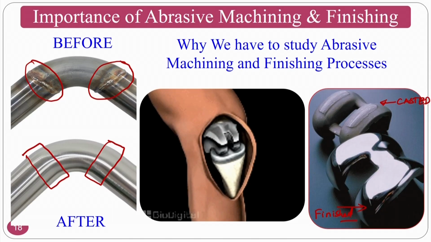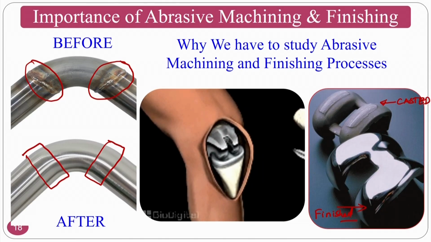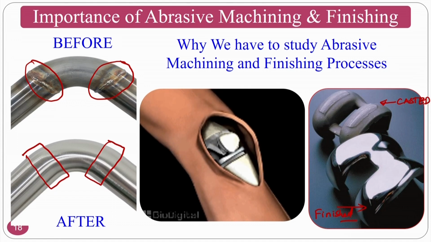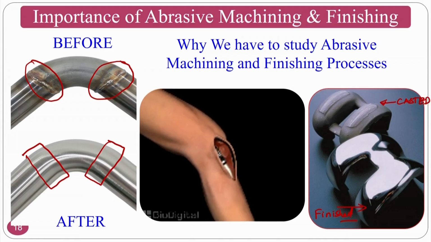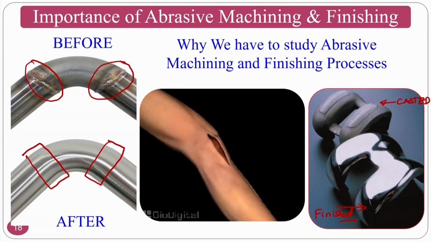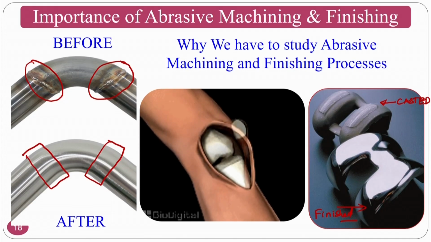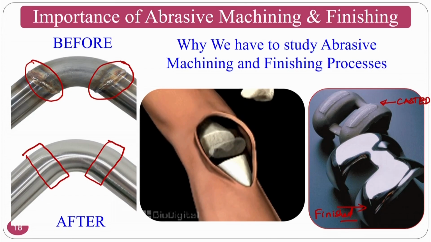To overcome that, you need to go for abrasive based machining and finishing processes. In case 1, the pipe with welding, you can go for abrasive based grinding processes, but you cannot do that for a knee implant. So you have to go for abrasive finishing processes. In case 1, you need abrasive machining processes; in case 2, you need advanced abrasive finishing processes.